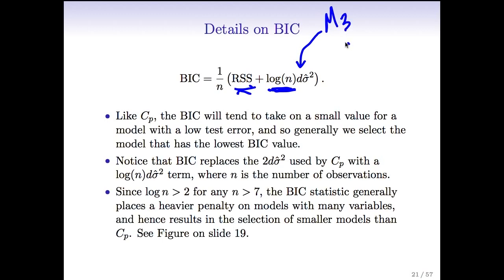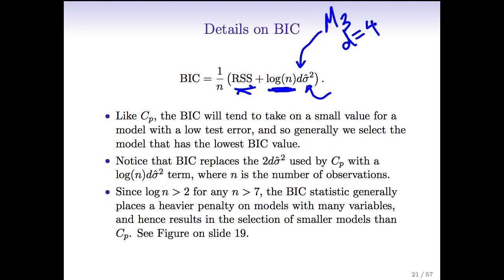Like M3, since it has 3 predictors and an intercept, M3 has d equals 4. And once again, sigma hat squared is an estimate of the error variance, which may or may not be available depending on whether n is greater than p or less than p. And so once again with BIC, we're estimating the test set RSS, or rather the average test set RSS across the observations. And so we want it to be as small as possible, so we're going to choose the model with the smallest BIC.